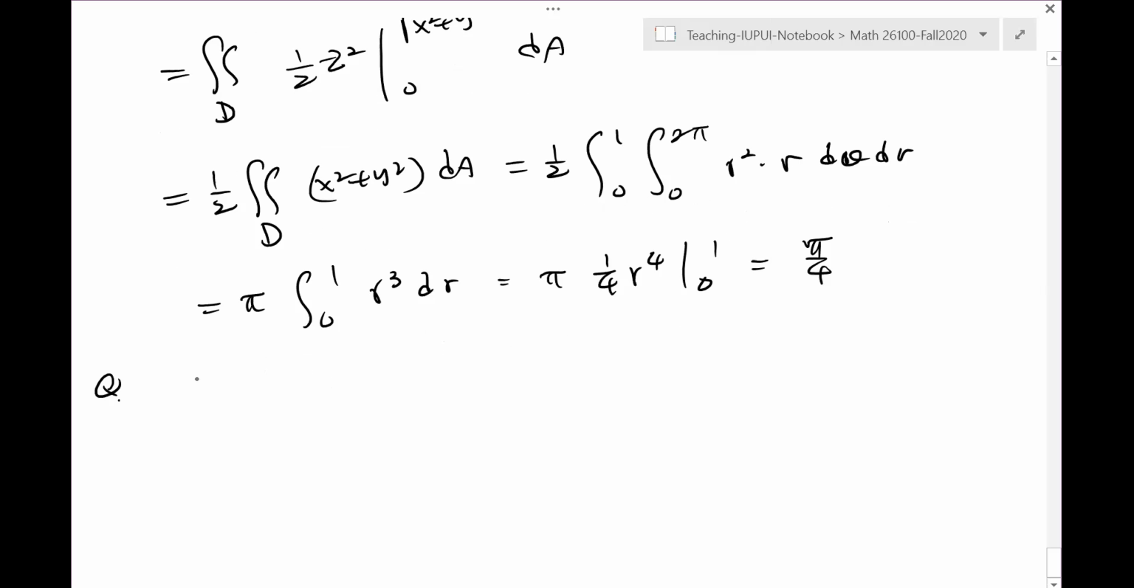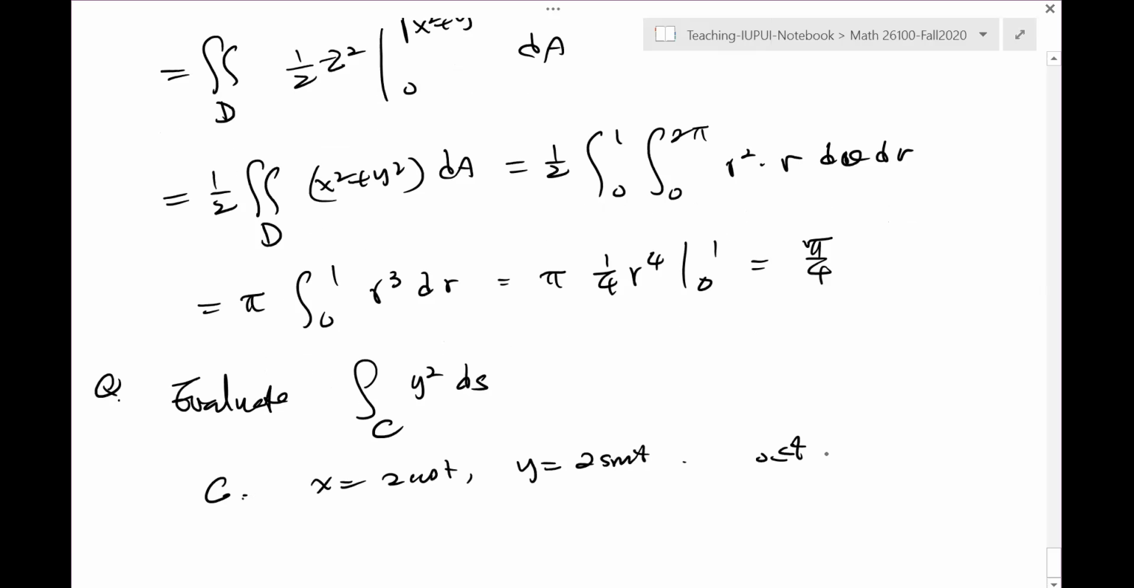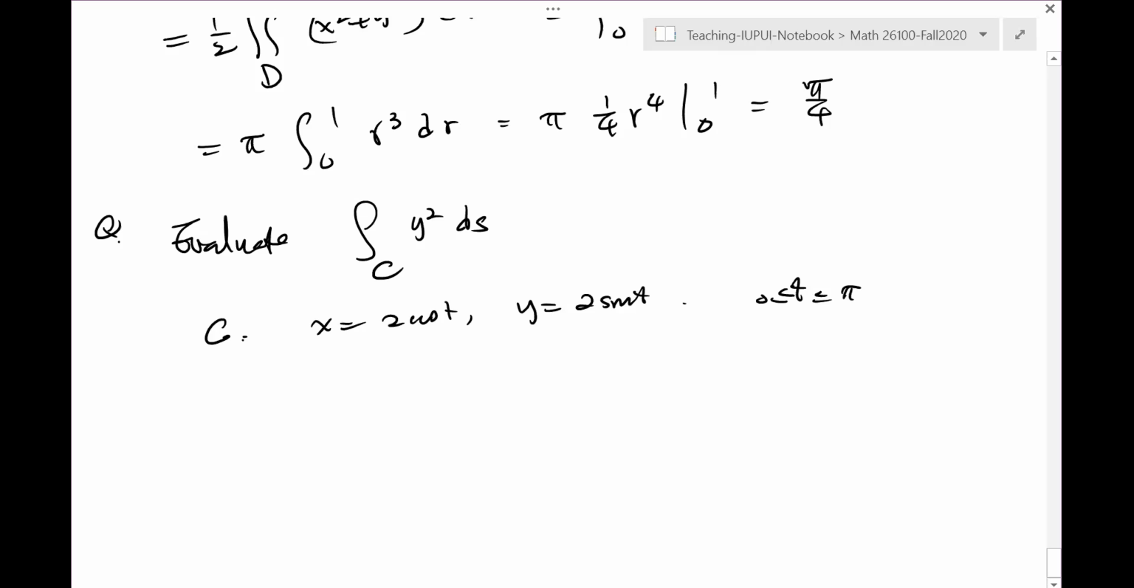And the next one is about evaluating the integral of some function along a curve. C is x equals 2 cosine t, y equals 2 sine t, t between 0 and pi. So this curve is already parameterized. It's just a semicircle, starting from here. The radius is 2.